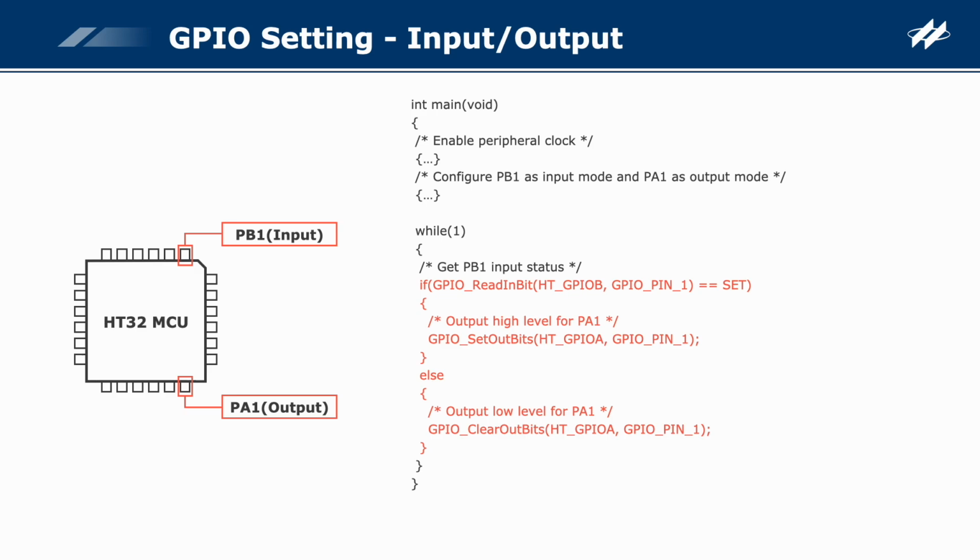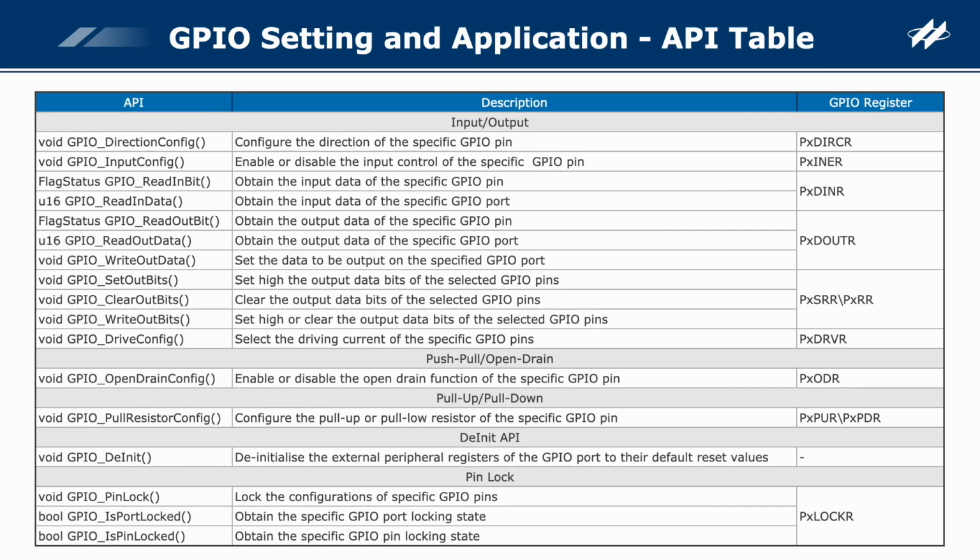When PB1 inputs a high level, PA1 outputs a high level using the GPIO SetOutBits function. When PB1 inputs a low level, PA1 outputs a low level using the GPIO ClearOutBits function. This is the GPIO API table, which contains the GPIO driver API functions provided by the HT32 standard firmware library, and lists the relevant description and the corresponding GPIO registers.